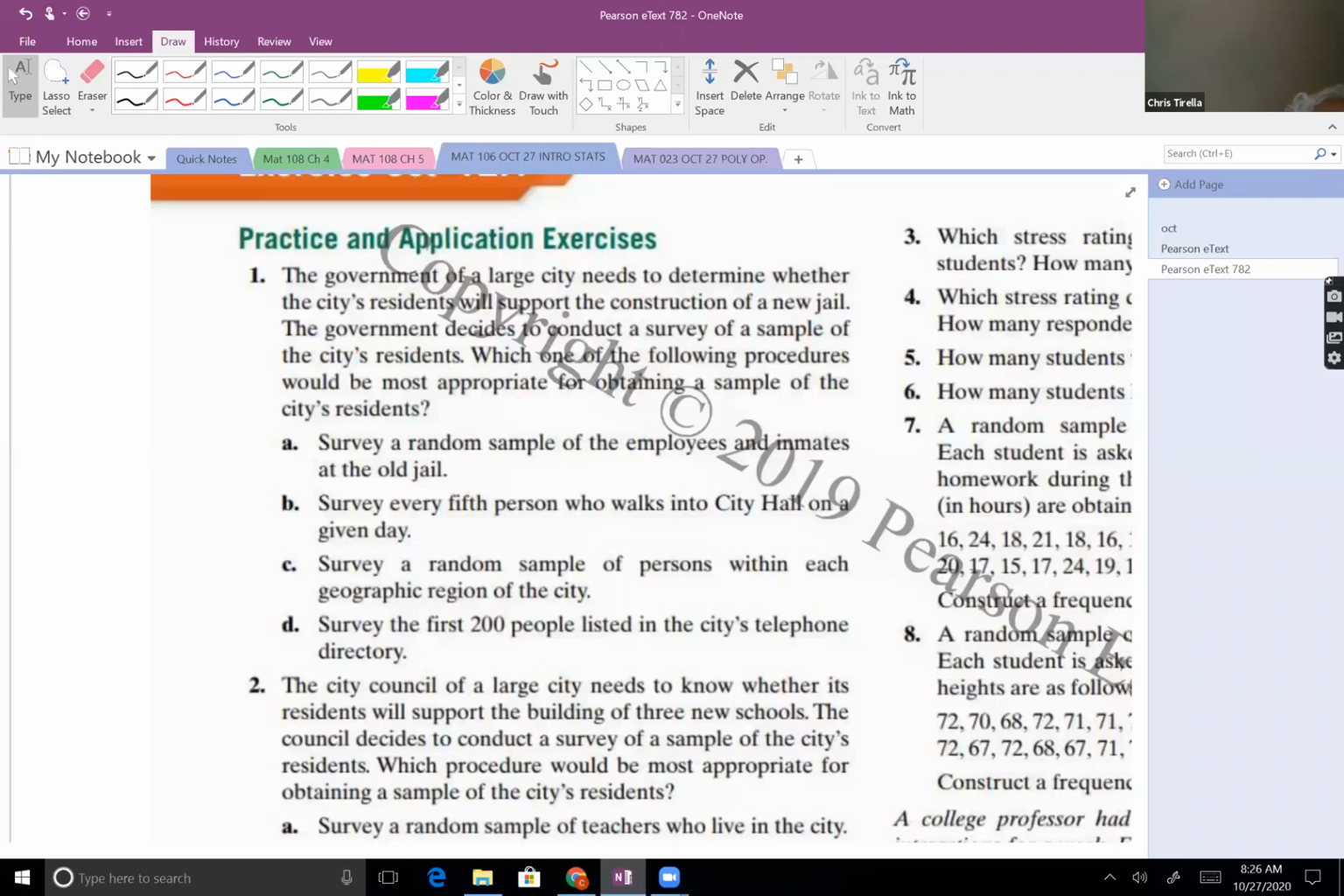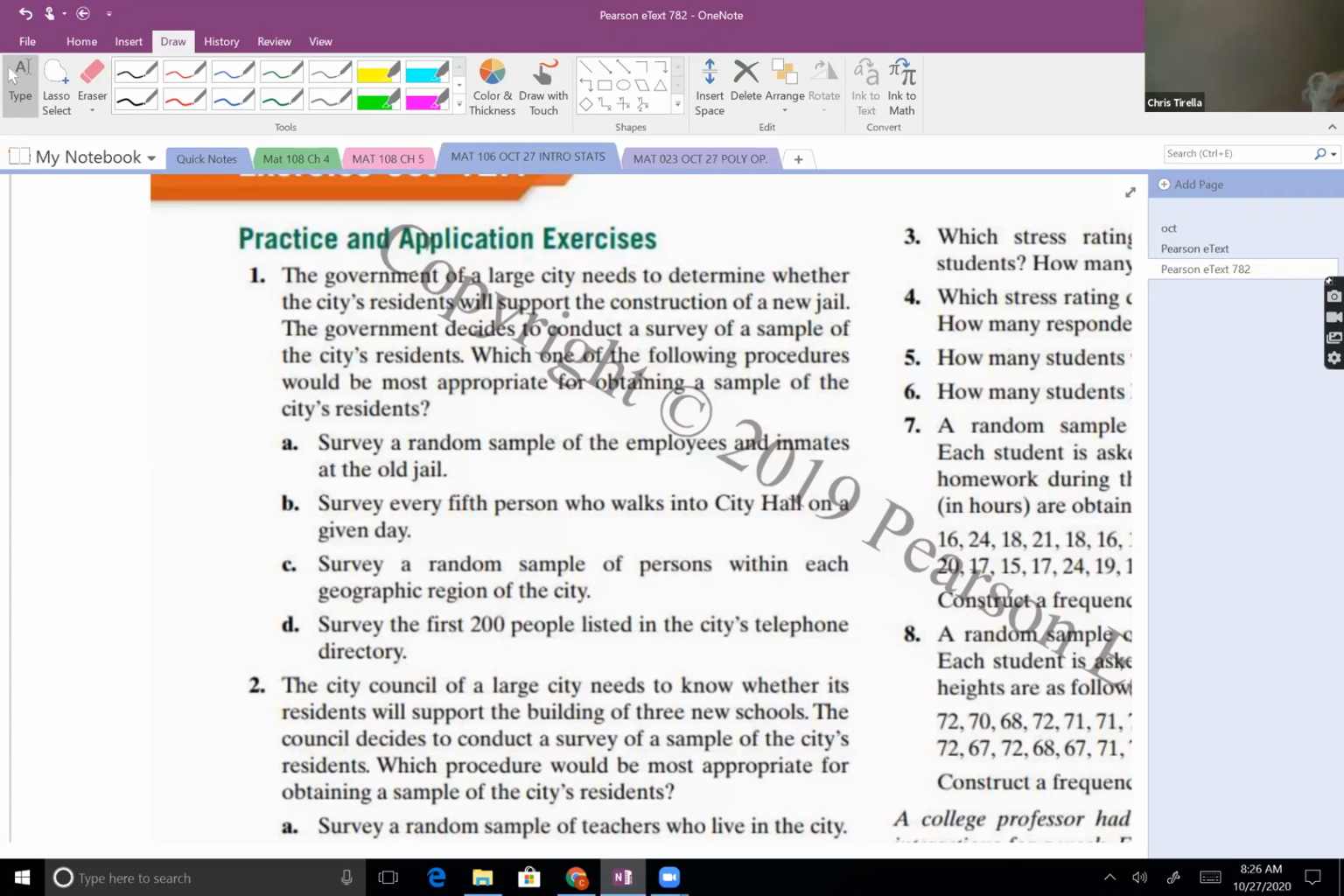This says the government of a large city needs to determine whether the city's residents will support the construction of a new jail. The government decides to conduct a survey of a sample of the city's residents. Which one of the following procedures would be most appropriate for obtaining a sample of the city's residents? So let's look at each of them.